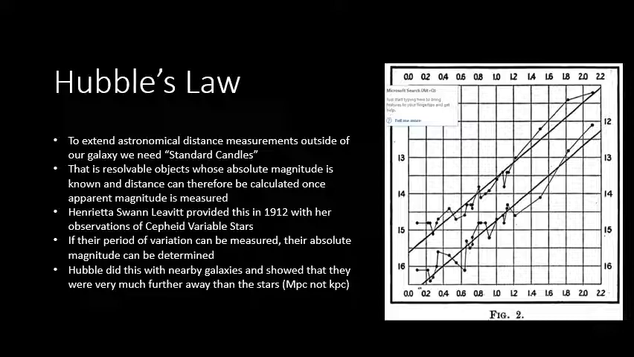Edwin Hubble took her work and applied it to what at the time were thought to be nebulae. And it turns out that when he found Cepheid variables within things like the Andromeda Nebula, he found that it was very, very much further away than the stars around about it. It wasn't on a scale of parsecs or even kiloparsecs, it was on a scale of megaparsecs away. And he established that these things were separate galaxies.